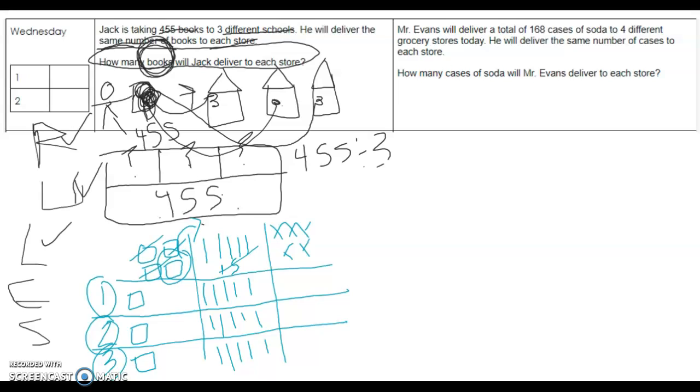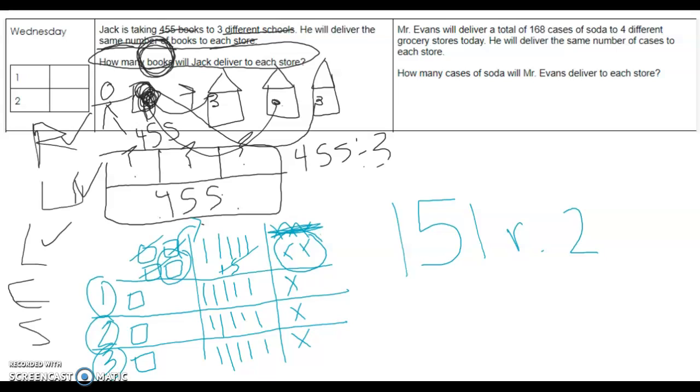That leaves me with 5 ones. So 1, 2, 3, with a remainder of 2. So remember, these 2 are leftovers. So we have 455 divided by 3 equals 151 with a remainder of 2.